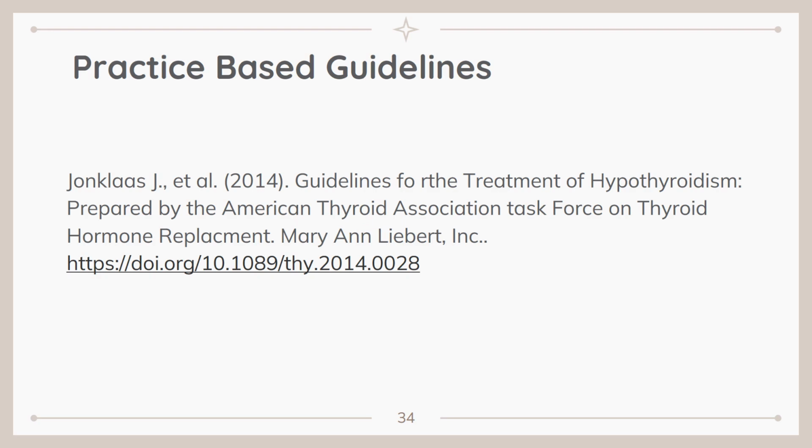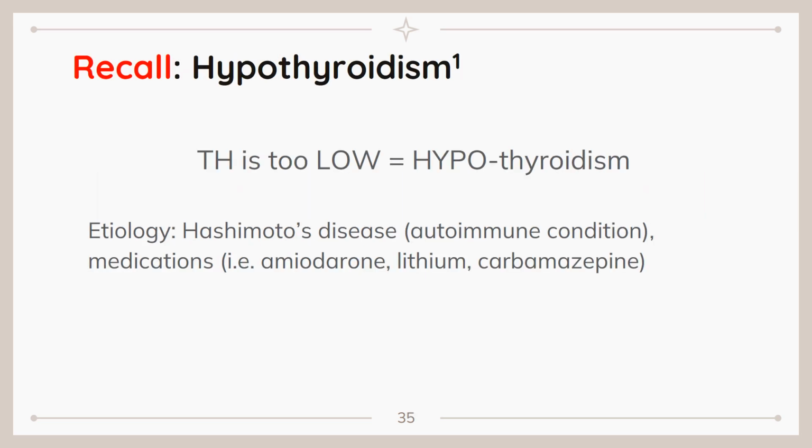I also included hypothyroid guidelines just as an optional reading or a reference for you in the future. And in order to remember what hypothyroidism is, it's just when the thyroid hormones are too low, so the opposite of what we just talked about. So low for hypothyroidism. Some factors that can lead to hypothyroidism would be Hashimoto's disease, and then any medications like amiodarone, lithium, or carbamazepine.